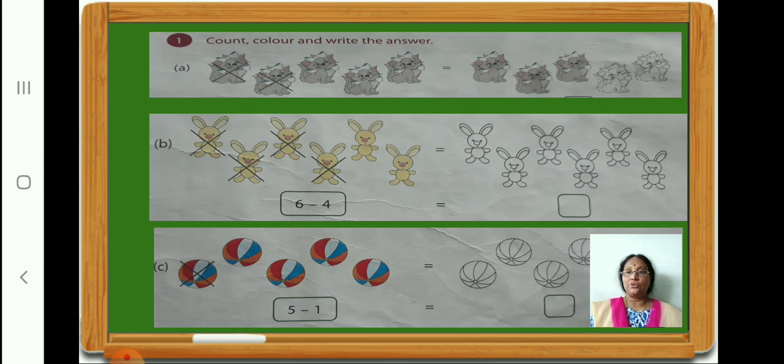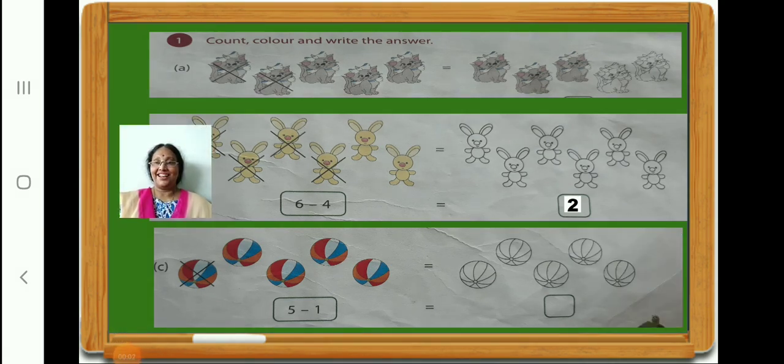Let's do question number B, that is 6 minus 4. When we take away 4 rabbits from 6 rabbits, 2 rabbits are left. So children, write 2 in the box. Now color 2 rabbits. Finish coloring? Very good.